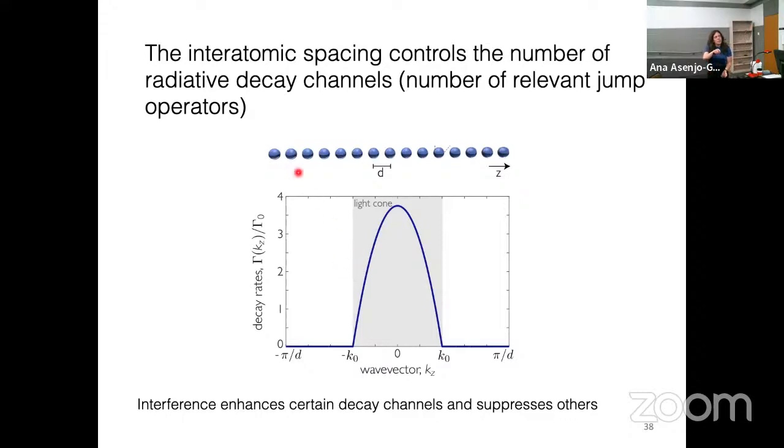So I'm going to explain this in 1D, but this holds for 2D and 3D. So imagine that we have an ordered array of atoms separated by a distance d. I can plot the decay rates versus wave vectors. So now I'm going to go to the infinite chain limit. So I can order these decay rates in terms of wave vector, and in between the light lines that are determined by the wave vector that is ω0/c, basically the maximum wave vector that any photon in free space can have, I have decay rates that are larger than 0.